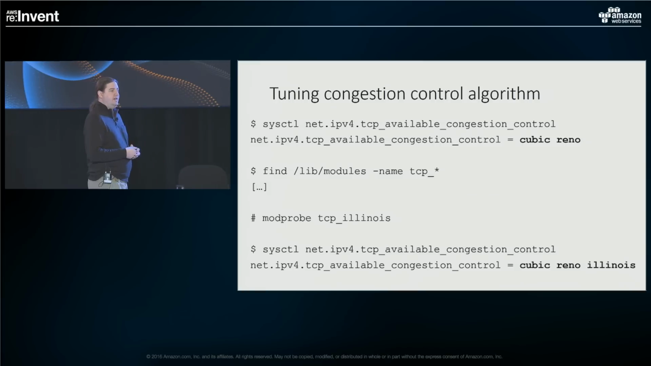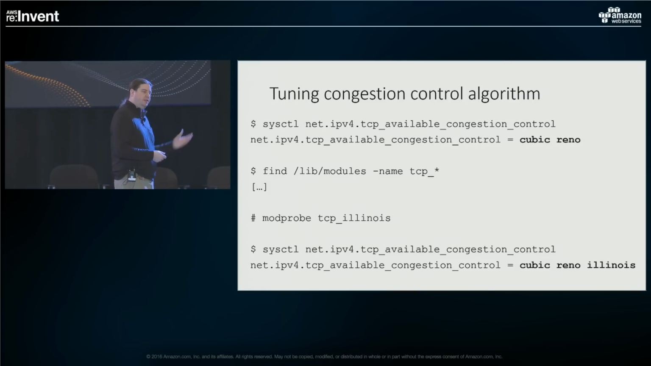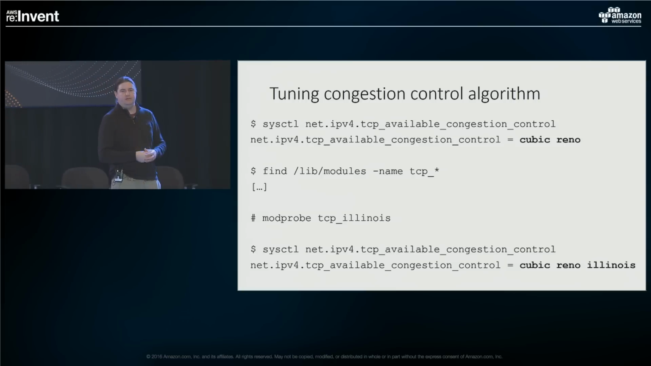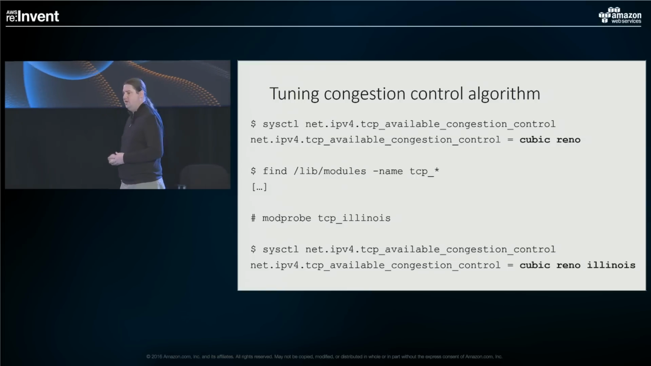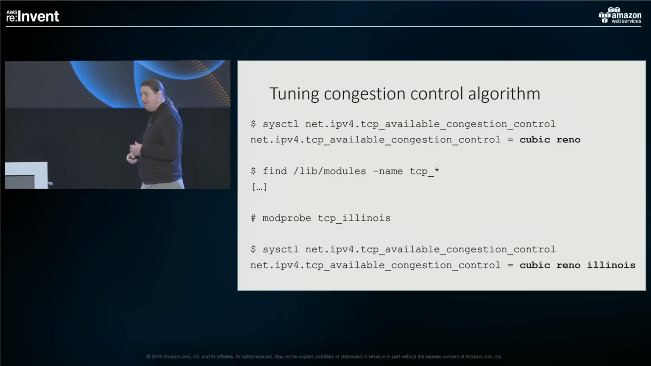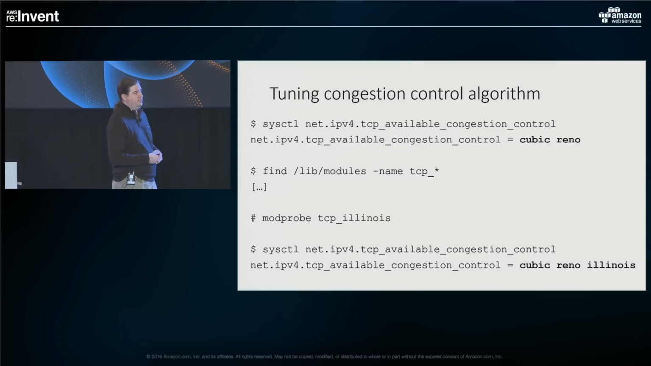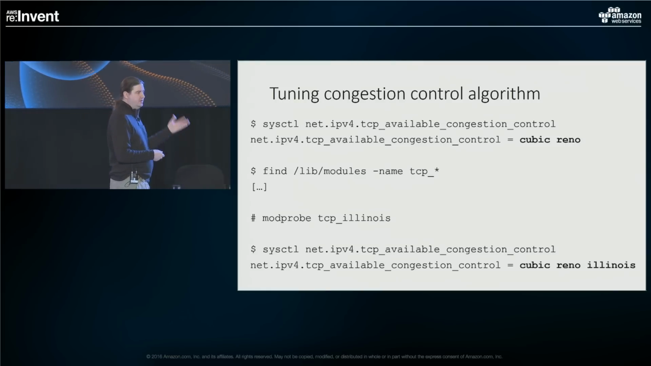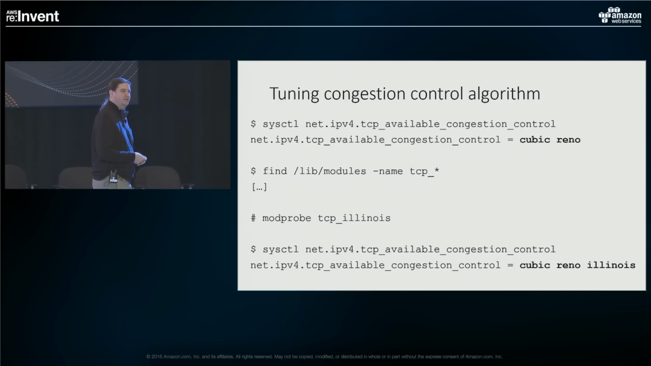So if we want to tune exactly which algorithm we're going to use, the first thing we can do is see what our options are. Here's a sysctl, and this is just asking the kernel, what TCP congestion control algorithms are available to me on this box? On this particular instance, I have Cubic and Reno. But there's actually a large number of these algorithms that come pre-compiled in a lot of the standard kernel images for Linux distributions. We can find those in the kernel tree just by using that find command there. Anything prefixed with tcp_ is probably going to be a congestion control algorithm.